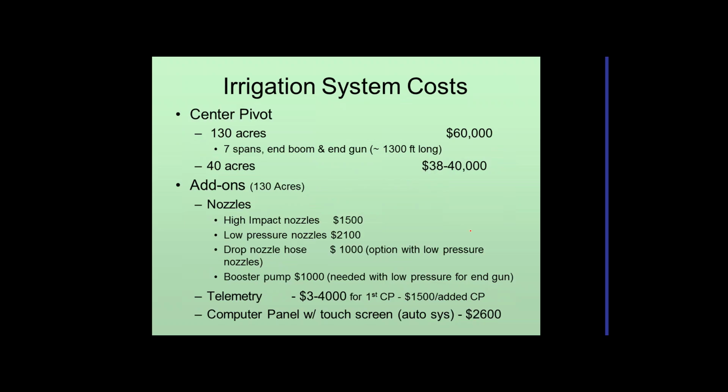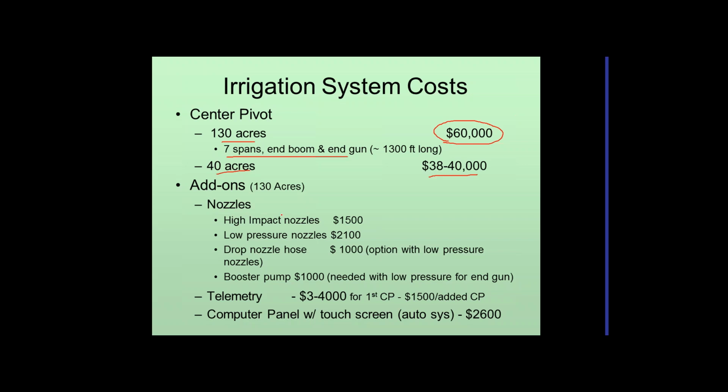The center pivot itself for this is for a 7-span with end boom, end gun, about 1,300 feet long to cover 130 acres. That's going to be about $60,000. If we had a smaller field, say a 40-acre field, that would be between $38,000 and $40,000. So you don't save a whole lot by going smaller. It's still considerable costs there, and higher cost per acre.